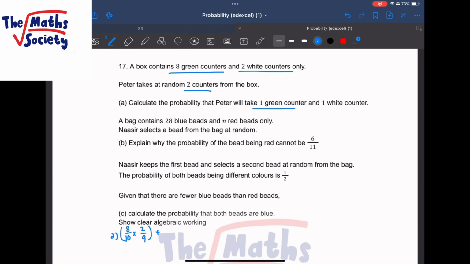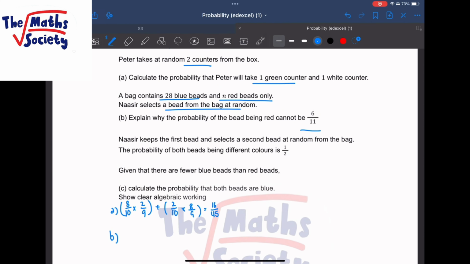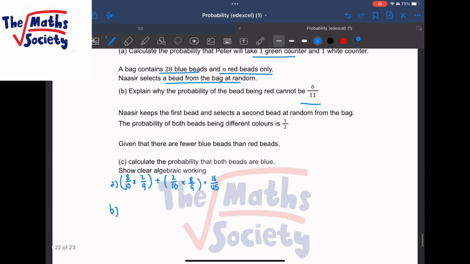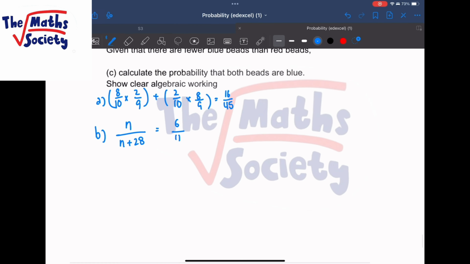And B, that contains 28 blue beads and red beads only. Now he should select a bead from the bag at random. Explain why the probability of red cannot be 6 by 11. So 28, so n, so that's n plus 28, because we know n red beads over 28 plus n equals 6 by 11. That's going to be 11n minus 6n, that's equal to 168, which gives n equals 33.6, and it is not an integer, right? So therefore we can say that n is not an integer.